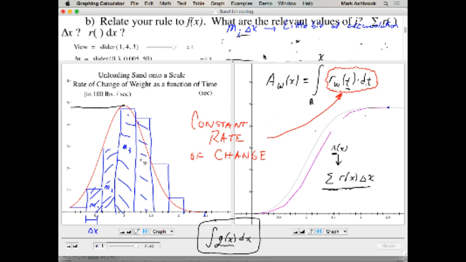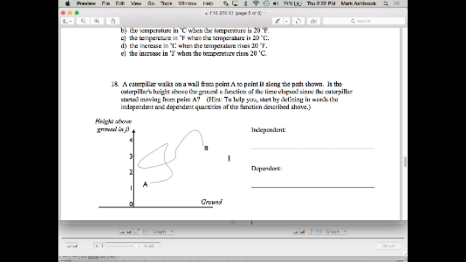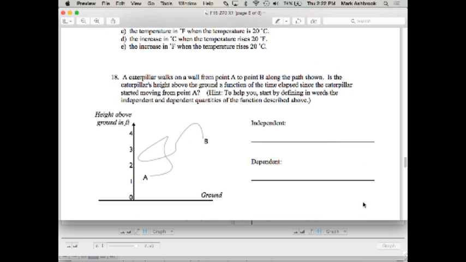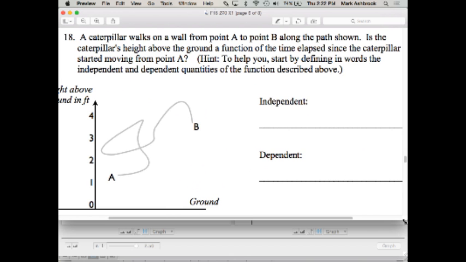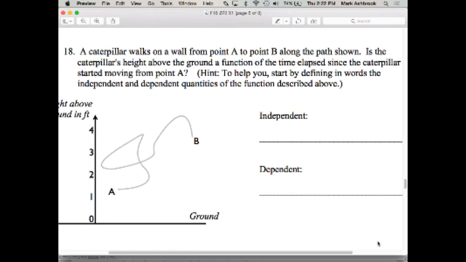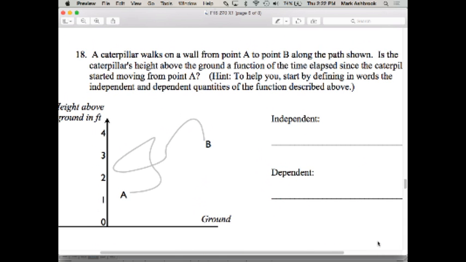But in the meantime, I want to start another little topic here. To introduce that, I want to show you this question here. We're going to take a slight break from the calculus stuff and talk about something new. A caterpillar walks on a wall from point A to point B along the path shown. Is the caterpillar's height above the ground a function of time elapsed since the caterpillar started moving from point A?